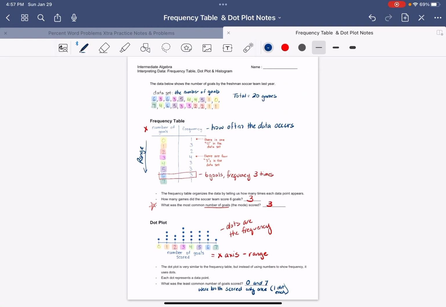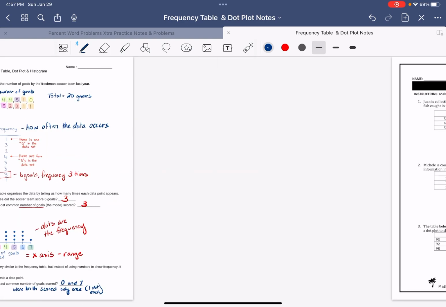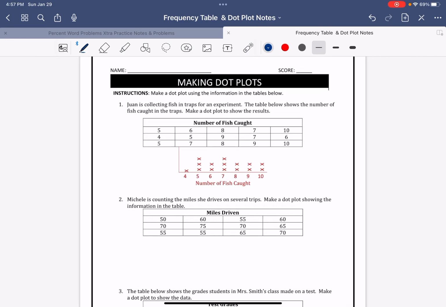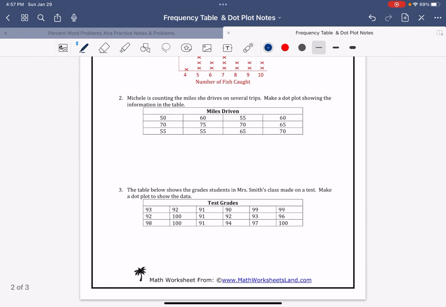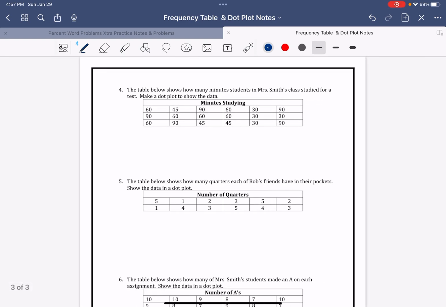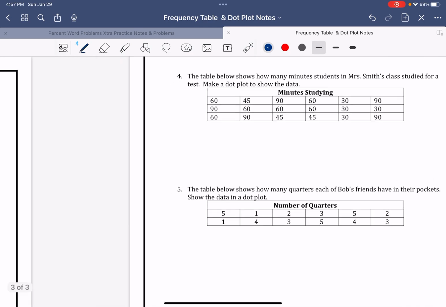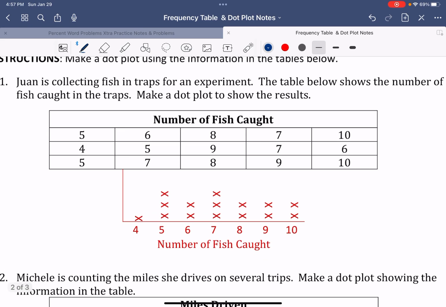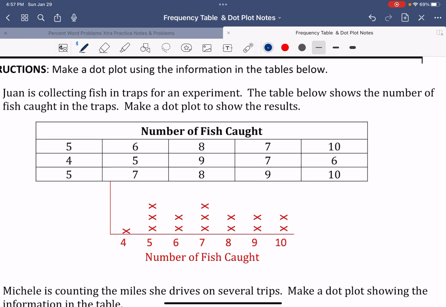I'm going to show you really quickly the homework. So let's see, I thought it was attached. Here it is. Okay, so when you get your homework, it's going to look like this. It's going to give you the scores, okay? And what you're going to need to do is just make a dot plot. We're not going to be making a frequency table right now. We can practice that another day, just practicing dot plots. Okay, so let's look at this example. The first example is that Juan is collecting fish in traps for an experiment. The table below shows the number of fish caught in the traps. Make a dot plot to show the results.